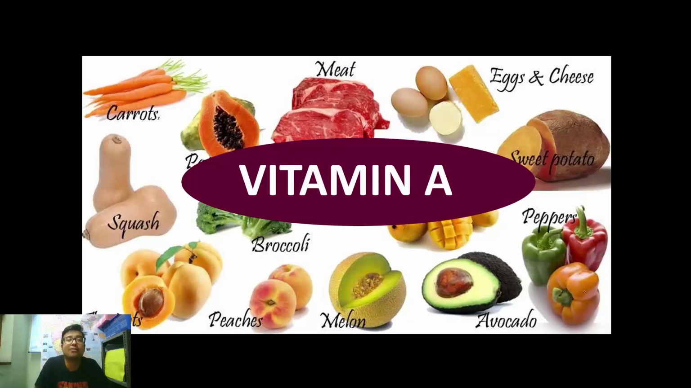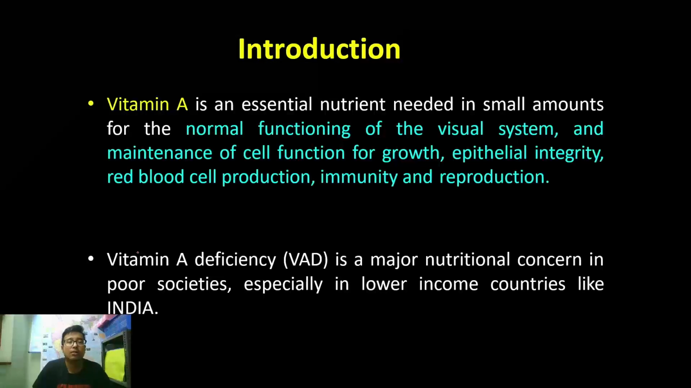As you can see in the background, these are the foods that are rich in vitamin A. The one thing that comes to mind is carrot. But just know this, other than carrot, meat and egg especially, and fruits like papaya, avocado, melon, peaches, squash, broccoli or sweet potato, all of these are rich sources of vitamin A. It's an essential nutrient needed in small amounts for growth, immunity, reproduction, epithelial integrity and our visual system. That should be the first important function of vitamin A.